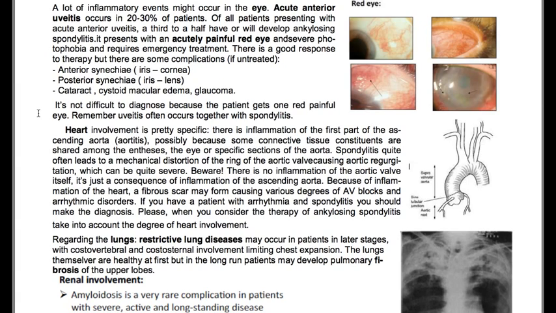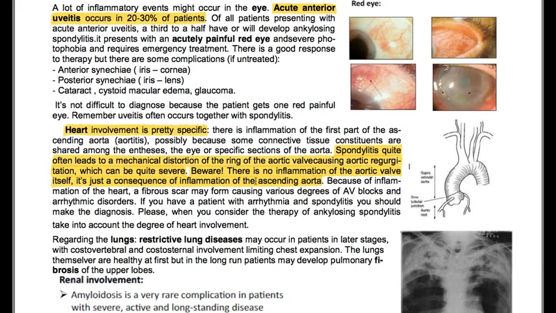Heart involvement is pretty specific. There is inflammation of the first part of the ascending aorta, aortitis, possibly because some connective tissue constituents are shared among the enthesis, the eye, or specific sections of the aorta. Spondylitis quite often leads to a mechanical distortion of the ring of the aortic valve, causing aortic regurgitation, which can be quite severe. So beware. There is no inflammation of the aortic valve itself. It's just a consequence of inflammation of the ascending aorta.